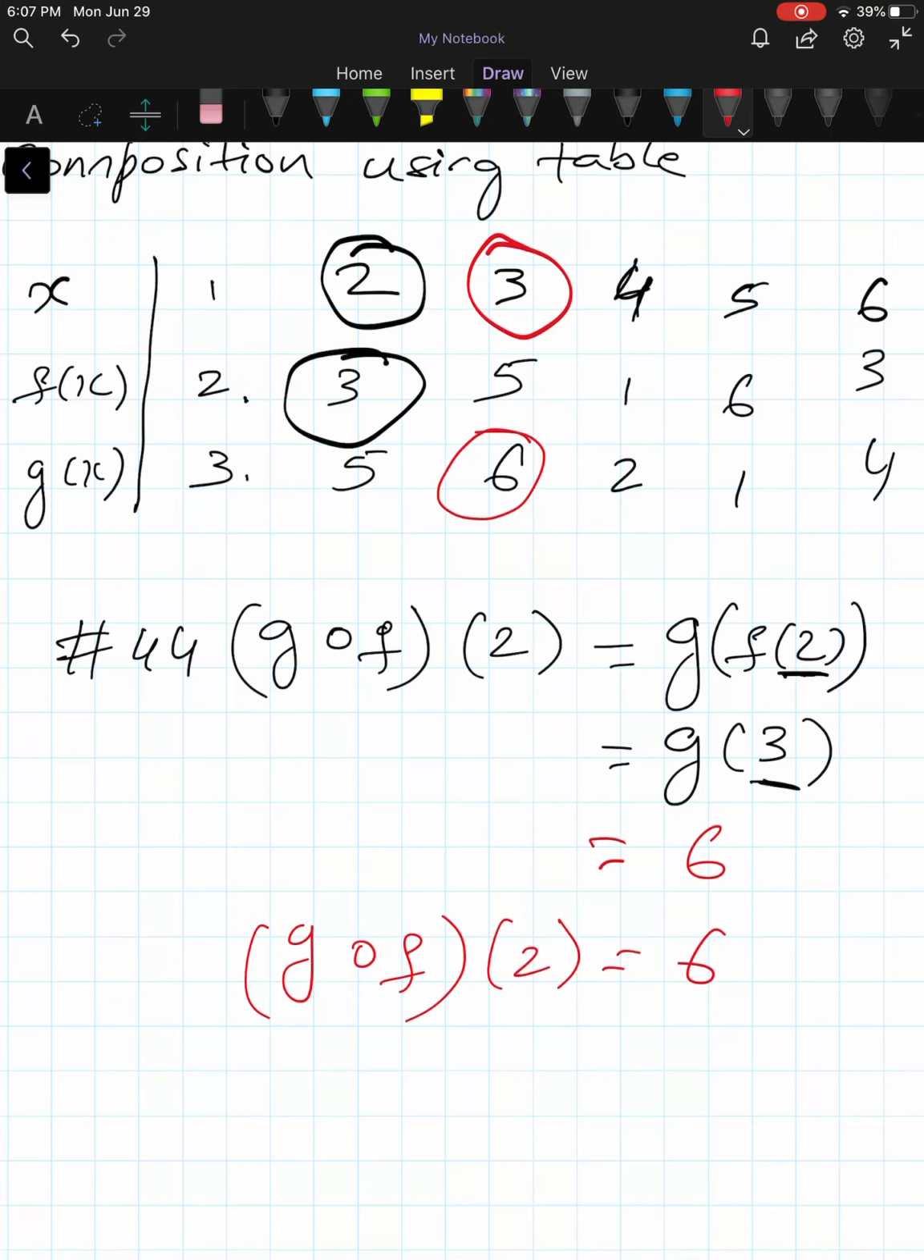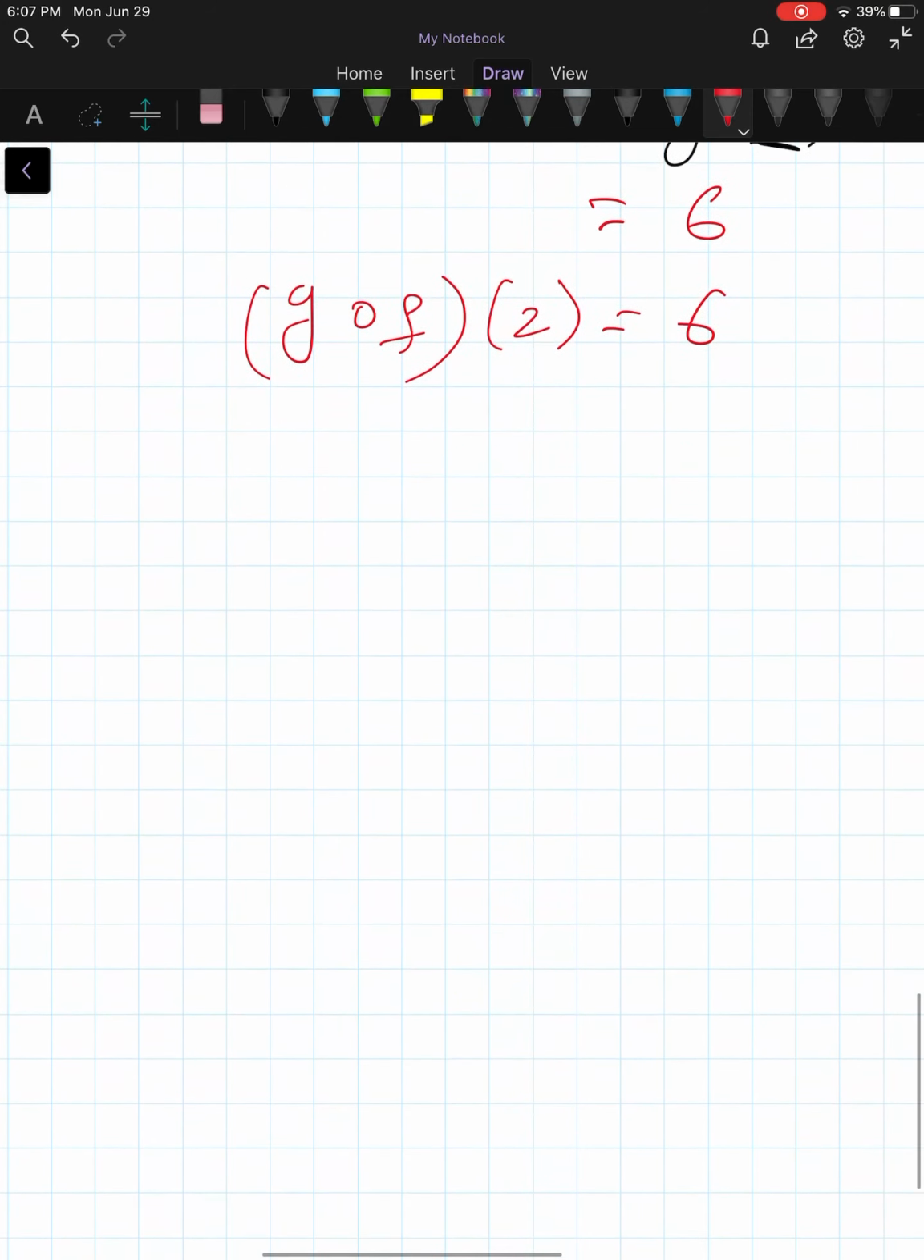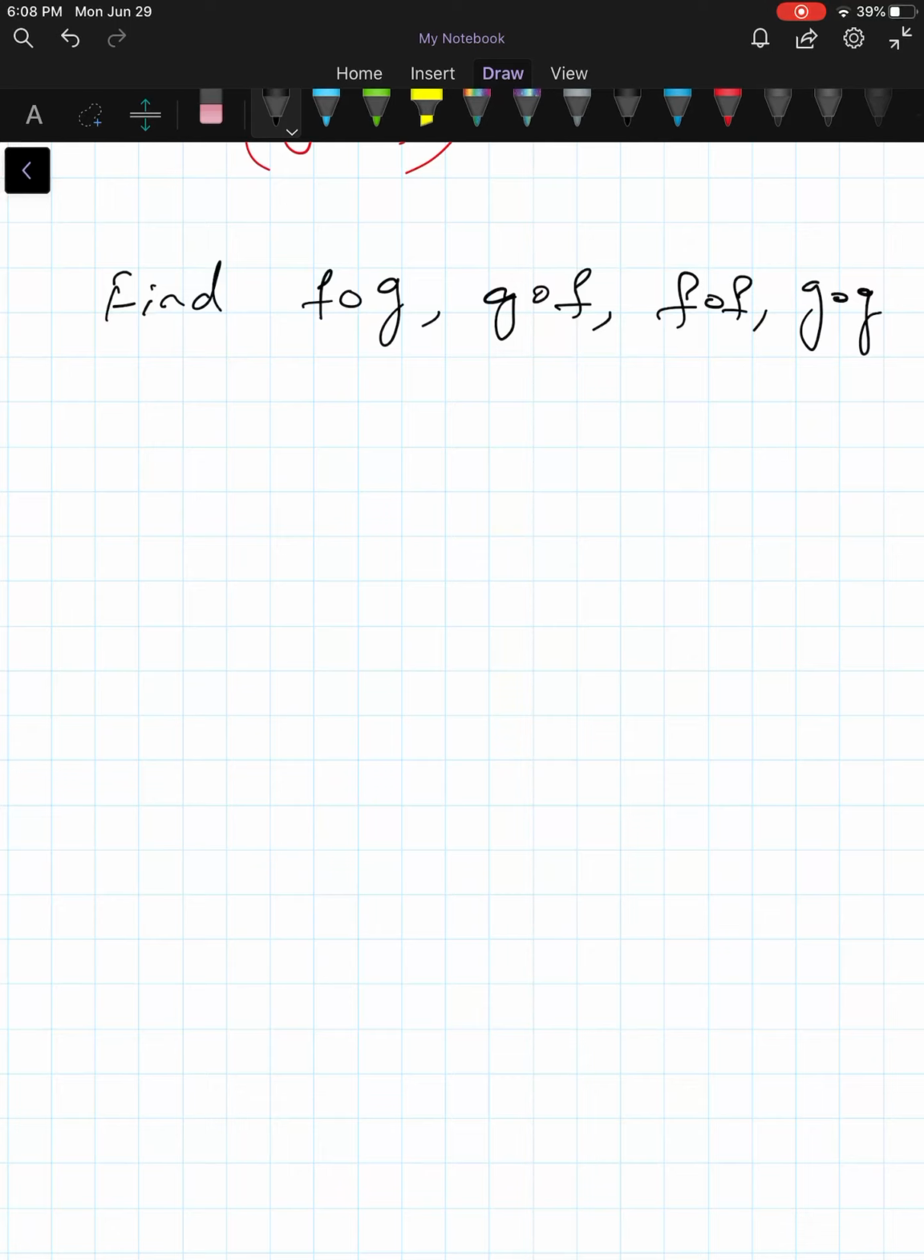Then we will do some more problems, because composition of functions is really important, and it is necessary you understand this very well. So, composition of functions, okay, I'm sorry. Find f composed g, g composed f, f composed f, and g composed g, and their domains.